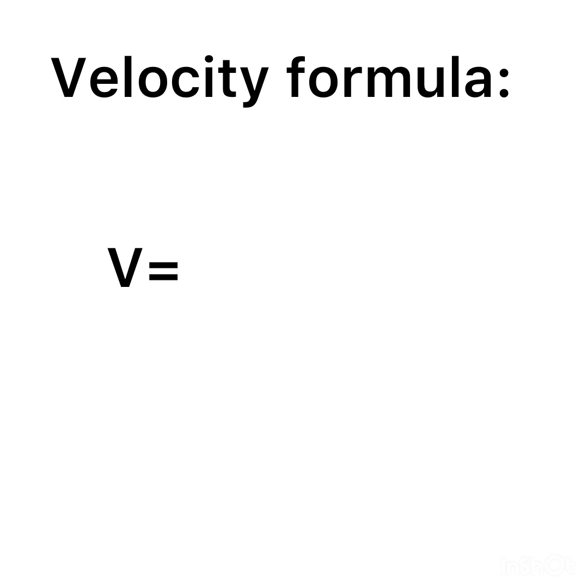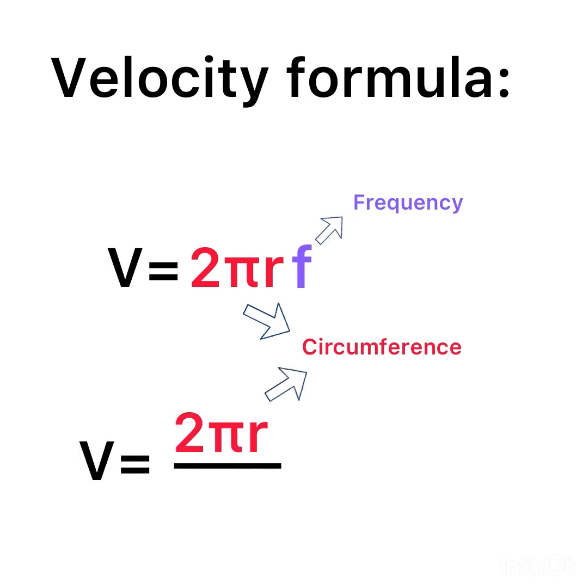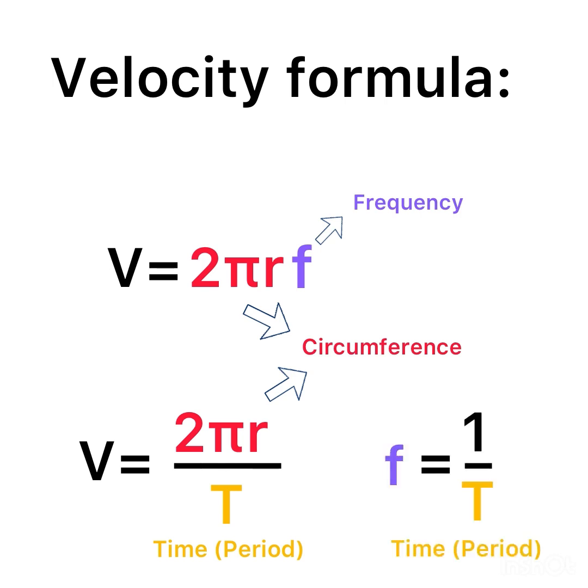Velocity equals 2 pi radius, the circumference of the circle, times the frequency, or 2 pi radius over time. These two formulas are equal because frequency is equal to 1 over time, or period T. Therefore, we could substitute it into the formula and we'll get the same results.